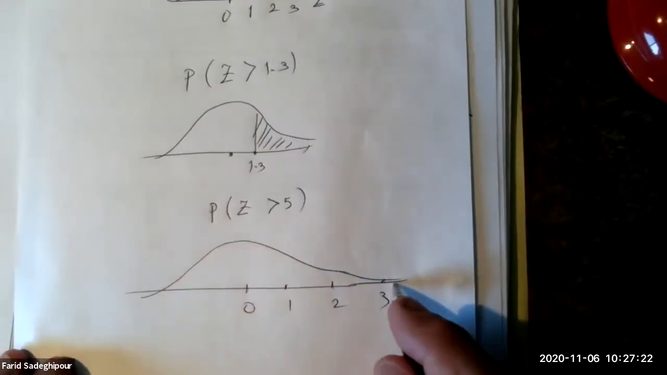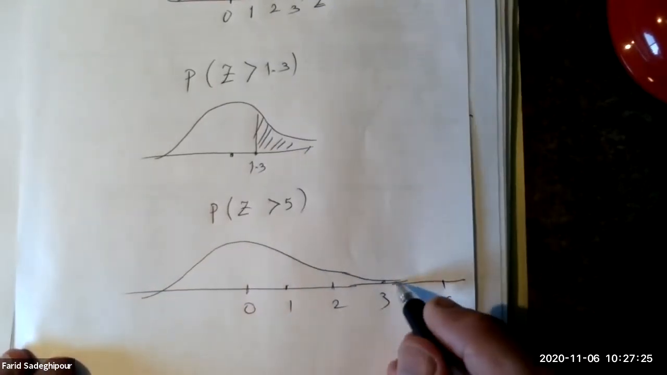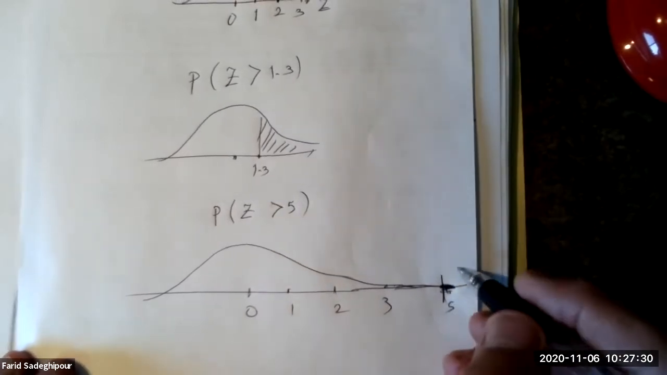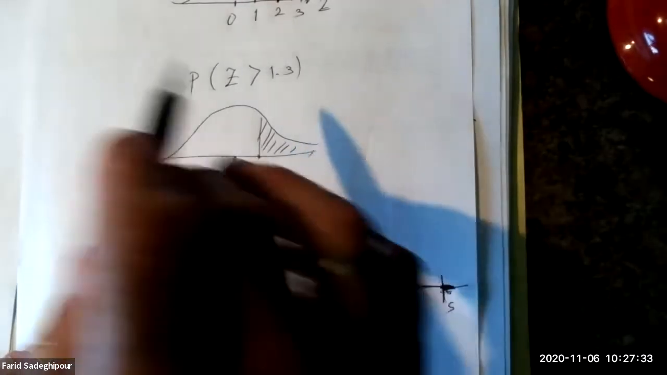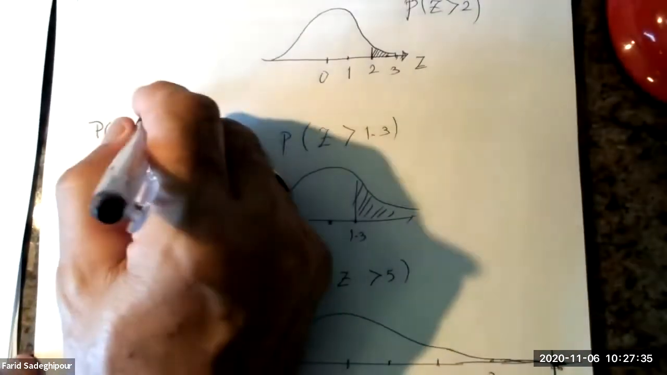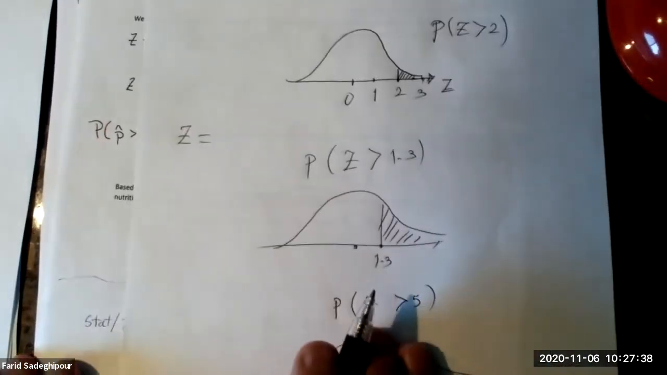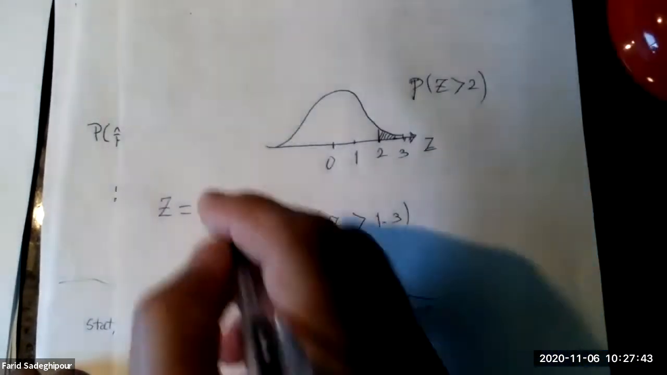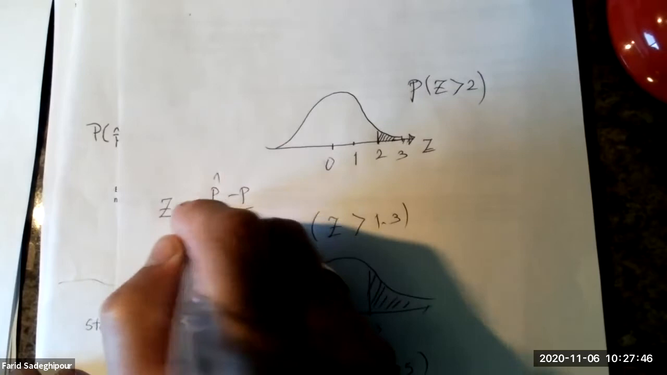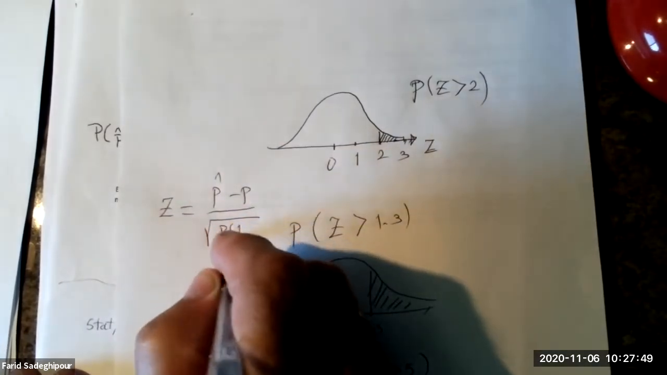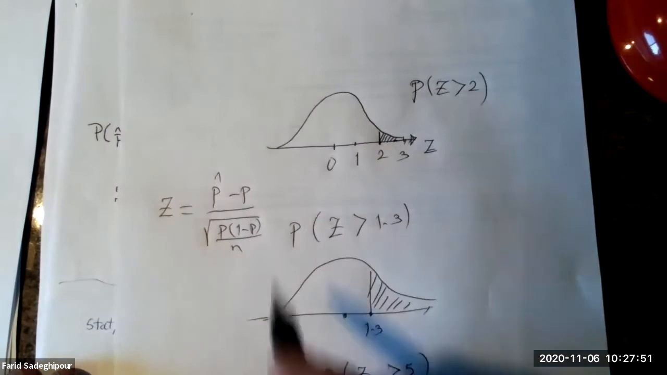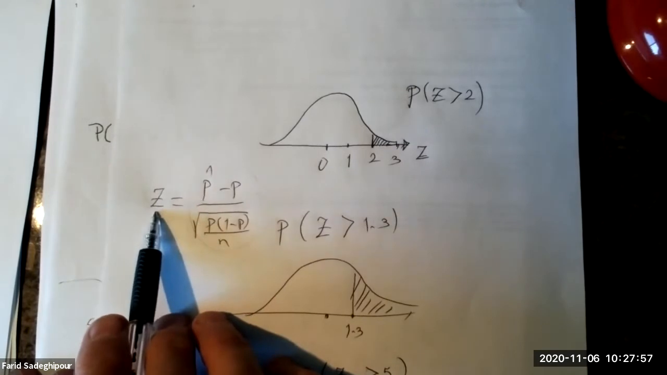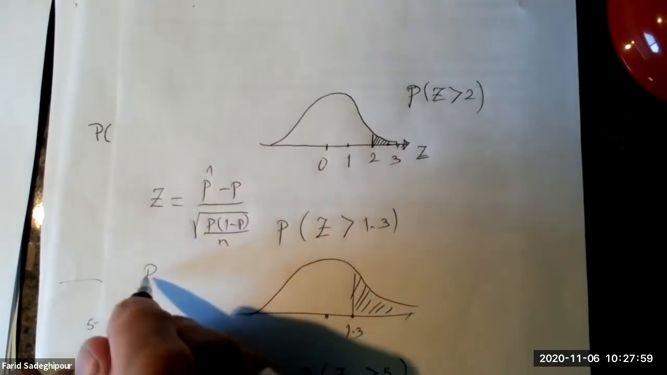So 5 is a point here somewhere, right? So basically, you don't have any more area here. That's the p-value. P-value is the area of that Z statistic. This Z that you find through the formula, which is p hat minus p over the square root of p times 1 minus p over n. When you find this through the calculator, you find the area for this Z. That area is your p-value.